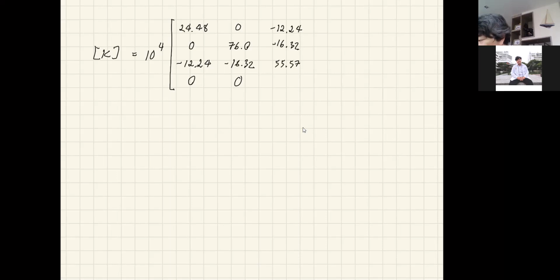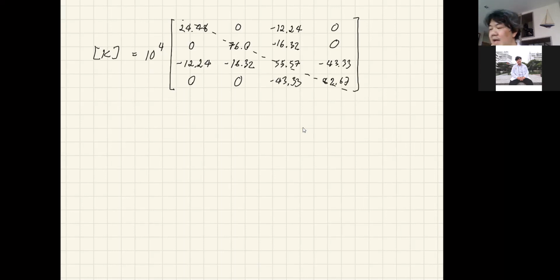55.57, minus 43.33. Now you can guess that this better be 0. This better be 0. This better be minus 43.33. And this is 82.67. Notice that it is symmetric. Okay, and this is your main axis. See how symmetric your matrix is.